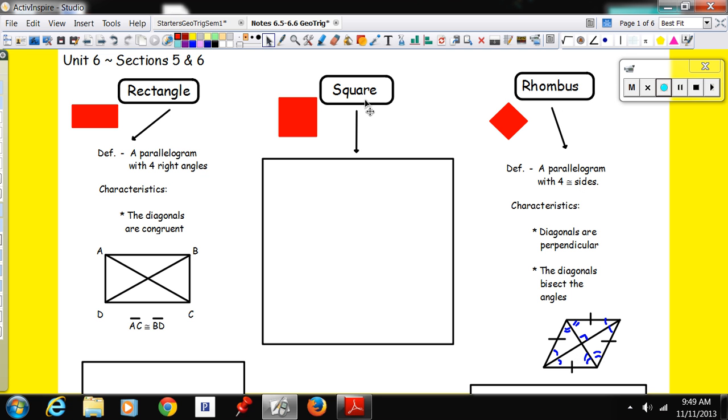Now in all 3 of these, the diagonals are always going to bisect each other. So these diagonals will cut each other in half because that happens in every parallelogram, whether it is a rectangle, rhombus, square, or any kind of parallelogram.